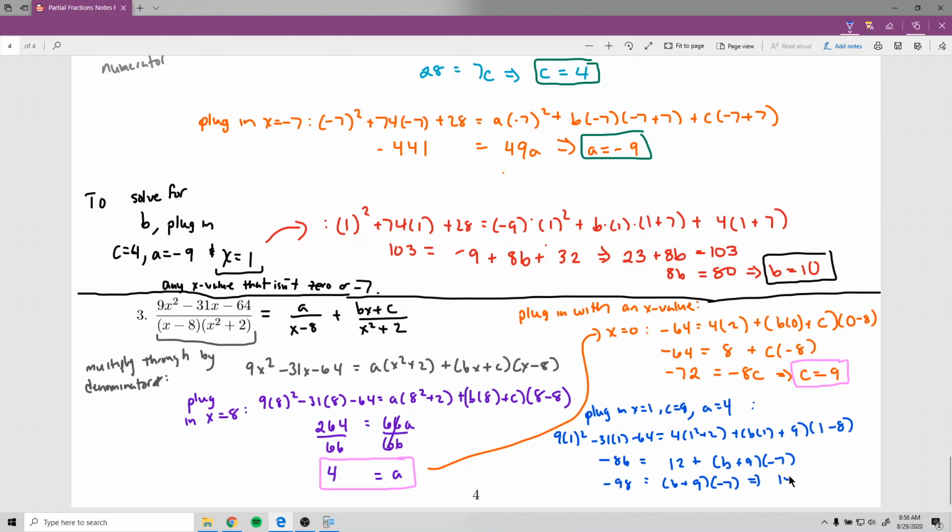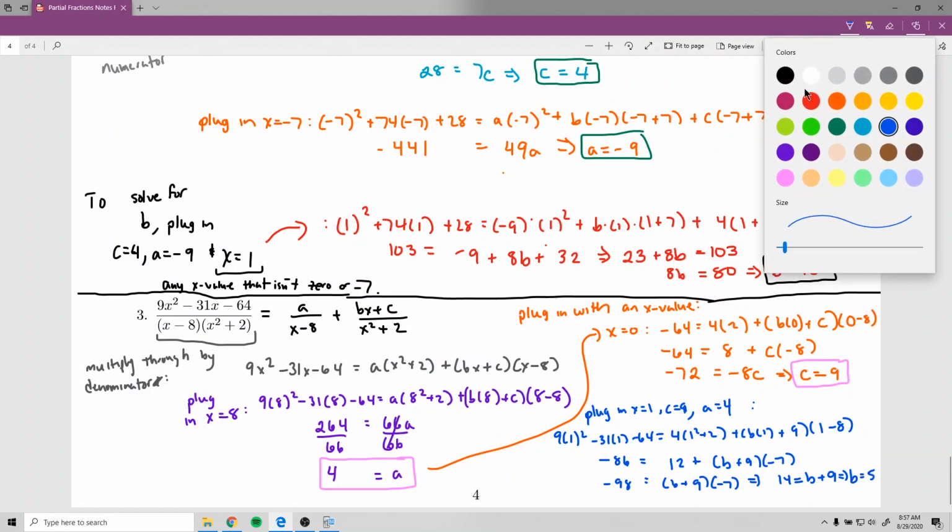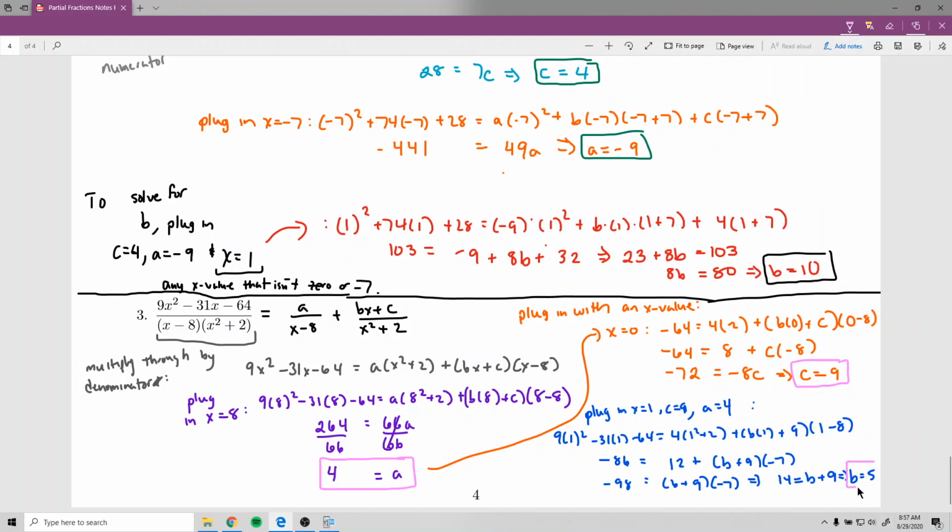So we got 14 equals b plus 9. And then subtract the 9 from each side. 14 minus 9 is 5. We get b equals 5. All right, but I put that in pink, so let me go ahead and box that in the same color. We got our A, B, and C. And now we have our A, B, and C. We plug them in here, and we are done. A was 4, B is 5, C is 9, and we're done.